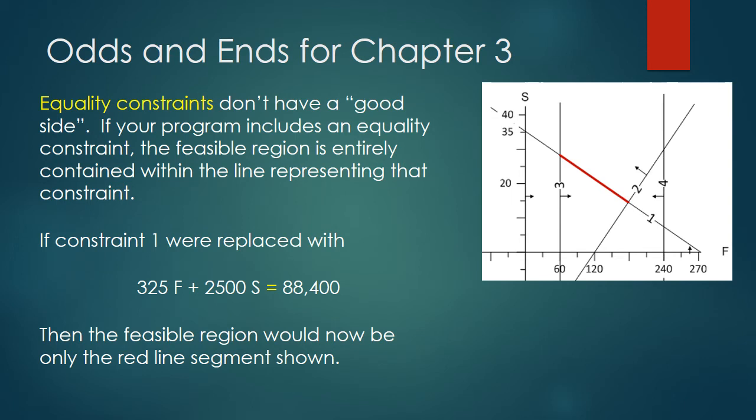Now a couple of other things that we should talk about, and then we'll wrap this thing up. Sometimes the program will include an equality constraint itself. It won't have less than or equal to or greater than or equal to. In this case, you're going to draw the line that corresponds to that constraint, but it won't have a good arrow. Okay? You'll have to be on the line. So if our first constraint had been an equality, the feasible region would be just that red line, because you have to be on line 1 in order to be feasible.